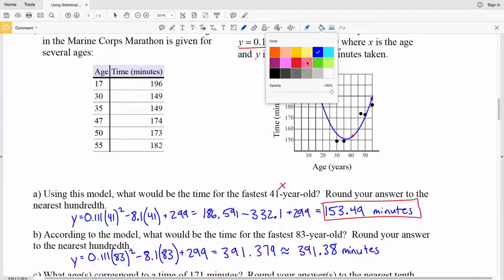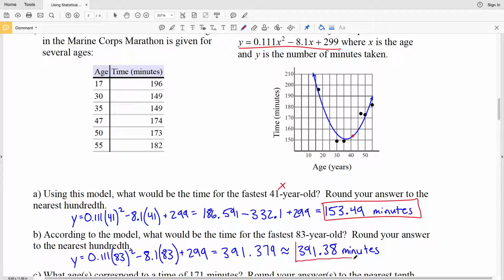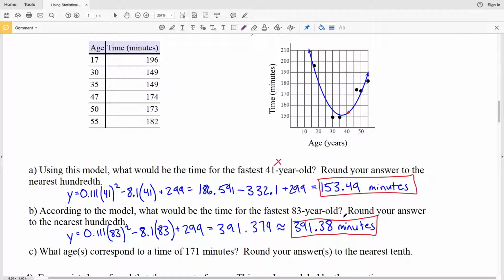So the fastest 83-year-old, their time would be 391.38 minutes. And then finally, the last question associated with this data is C, and it says what age or ages correspond to a time of 171 minutes. We're to round our answer to the nearest tenth. So now, as opposed to plugging in x values, we're going to plug in 171 for y and solve for x. So we'll have 171 equal to 0.111 times x squared minus 8.1x plus 299.